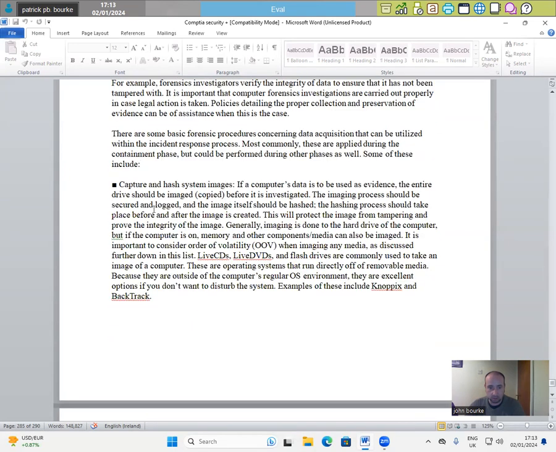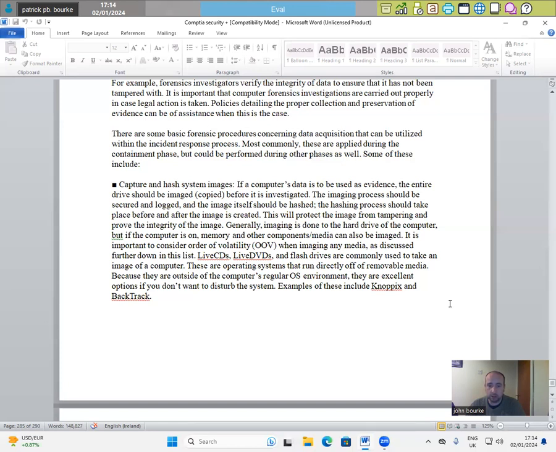Some of these include capture and hash system images. If a computer's data is to be used as evidence, the entire drive should be imaged, copied, before it is investigated. The imaging process should be secured and logged, and the image itself should be hashed. The hashing process should take place before and after the image is created. This will protect the image from tampering and prove the integrity of the image.